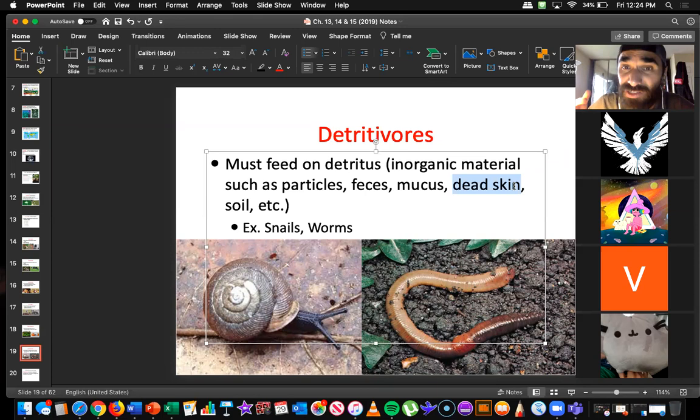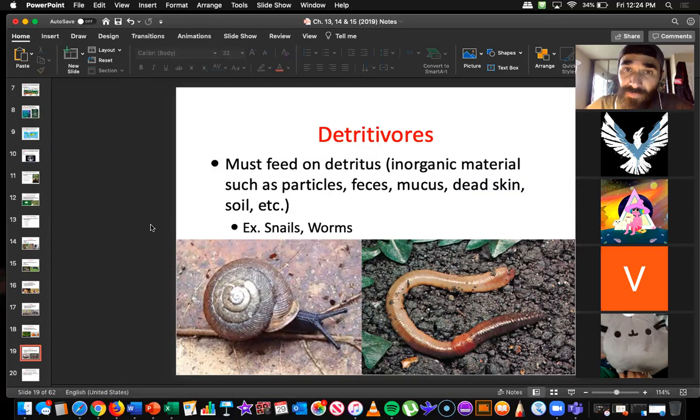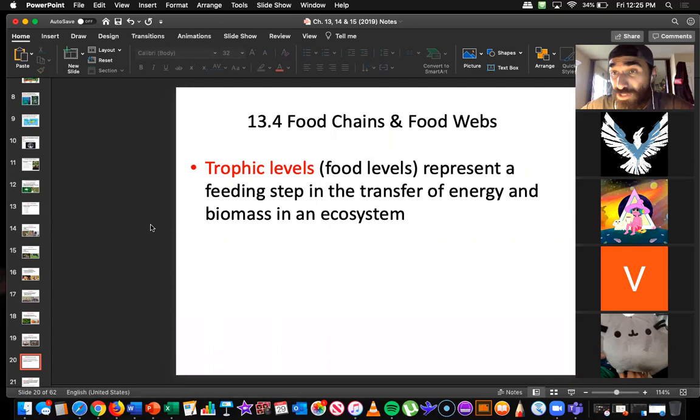Some crabs, all they do is eat fish scales, and that's not a living thing. So technically, we would call them detritivores. So those are going to be your different types of consumers versus producers. I'm going to pause right there, because when we meet on Monday, I'm going to show you a video on the loops, what we call food chains and food webs.